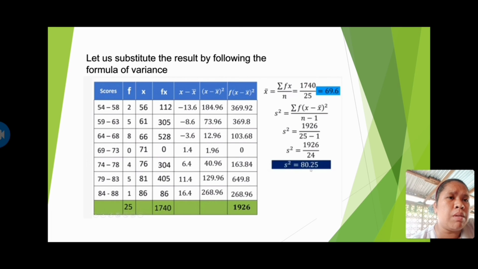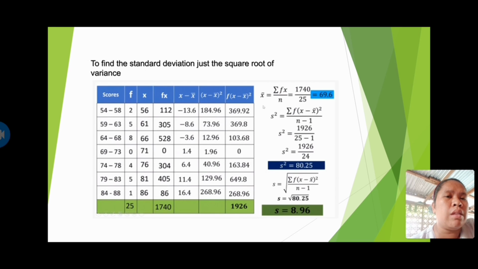Now let's substitute the result by following the formula of the variance. s squared is equal to the summation of f times (x minus x bar) squared, all over n minus 1. So s squared is equal to 1,926 over 25 minus 1. Our variance now is 80.25. To find the standard deviation, just take the square root of the variance. Since our variance is 80.25, the square root of it gives us the standard deviation, which is now 8.96.